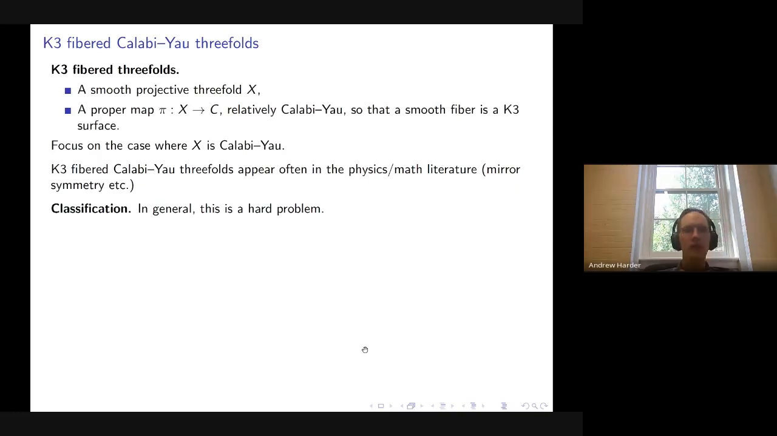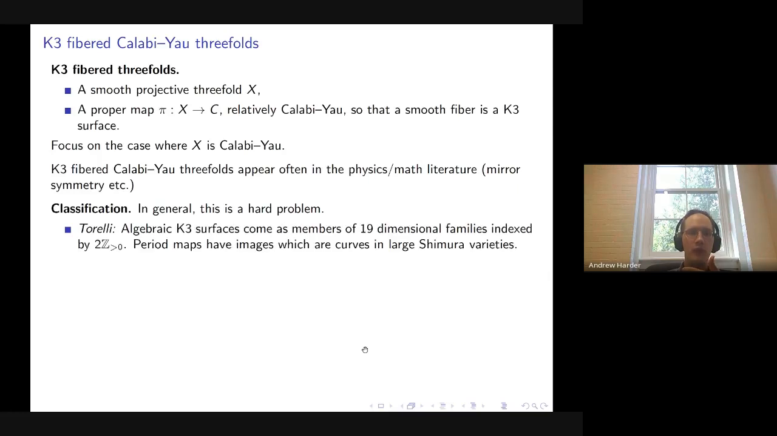Okay, so the question is, can you provide a classification of K3 fibred threefolds? In general, this is going to be a hard problem. One thing that helps make the classification of elliptic surfaces work is that there's a good Torelli theorem for elliptic curves. And in fact, the elliptic curves are parameterized by this quotient of the upper half plane by SL2(Z).